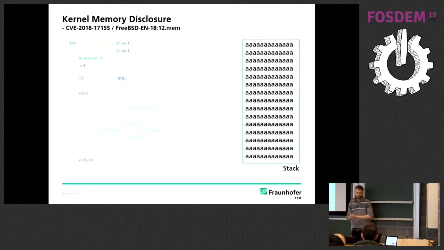So let's have a quick look at how such a kernel memory disclosure looks in code. I hope everyone can read this. This is a kernel memory disclosure that I found by auditing the FreeBSD code. On the left-hand side, we can see the code of the syscall. It's called getcontext, which provides the context, the register states, to the user space program. It's architecture dependent because on different architectures you've got different registers and stuff like that. And on the right-hand side, that's the kernel stack. We're going to call into it.